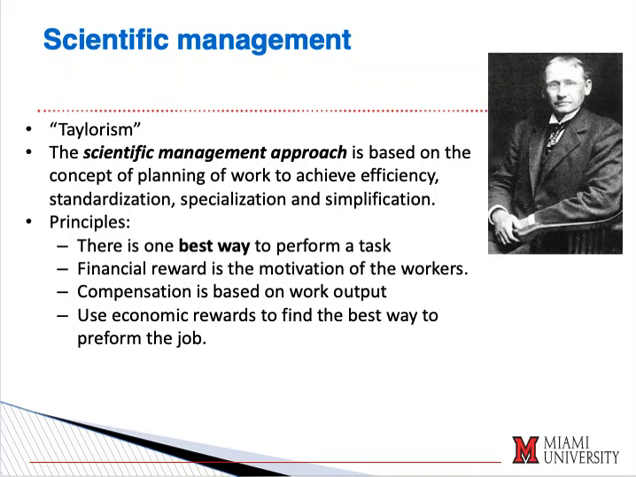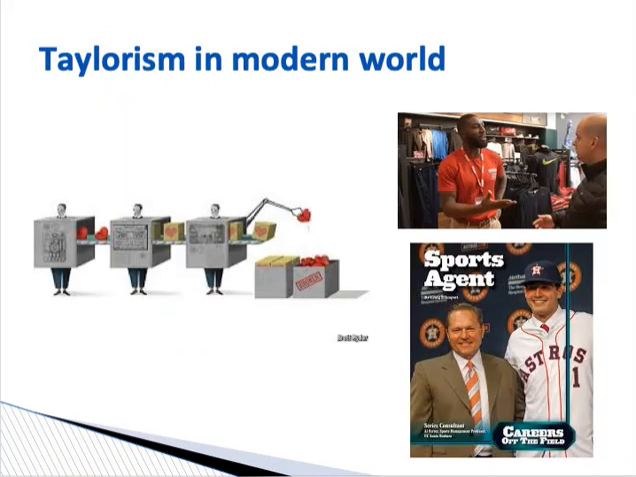So Taylor also recommends that we use economic rewards to find the best way to perform our jobs. They can really help us maximize productivity, right? So this is Taylor's perspective. We call it scientific management, right? We'll talk about this idea. It was introduced in 1911, so it's about 110 years ago. So Taylorism still has a huge impact in the modern world today.